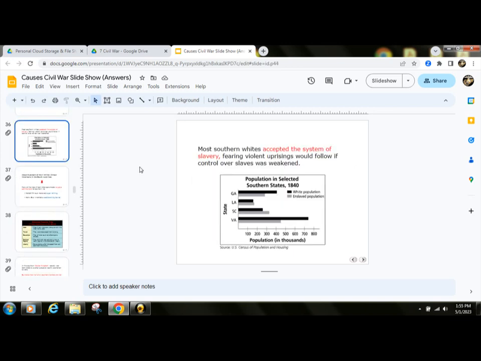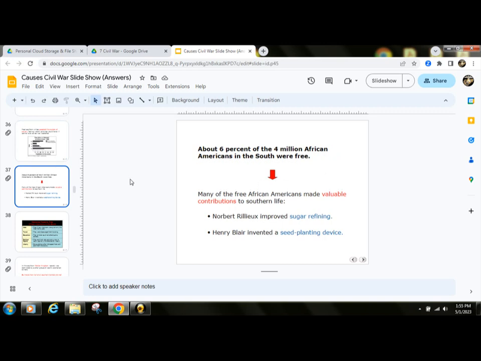Many Southern whites accepted the system of slavery, fearing violent uprisings would follow if control over slaves was weakened. So again, if you look at the white population in the South versus the enslaved population, it just depends on the particular state. Virginia, you could see, had a greater white population than slaves, but South Carolina had more slaves than the white population. So slavery was definitely more so in the South.